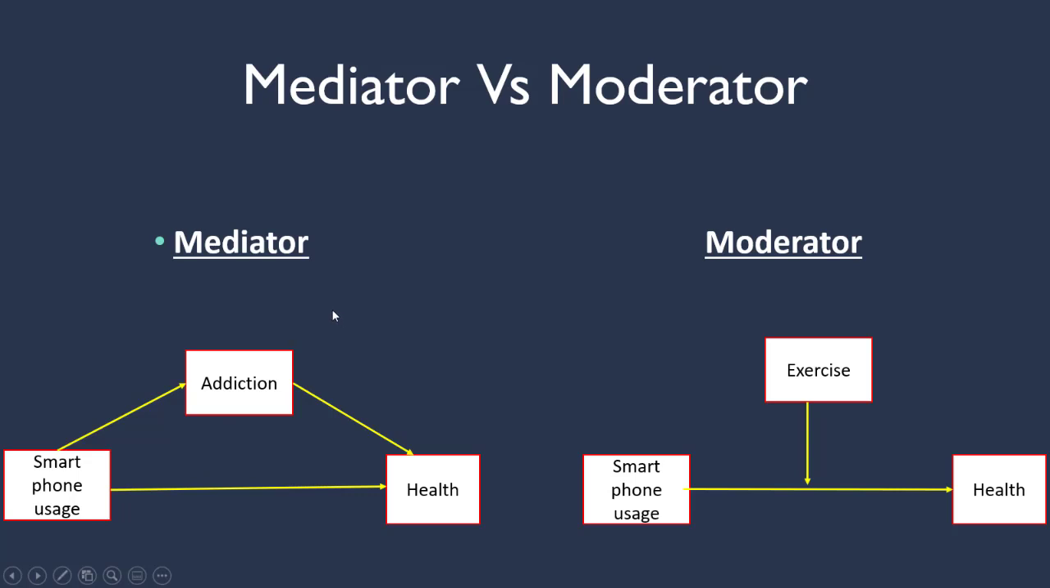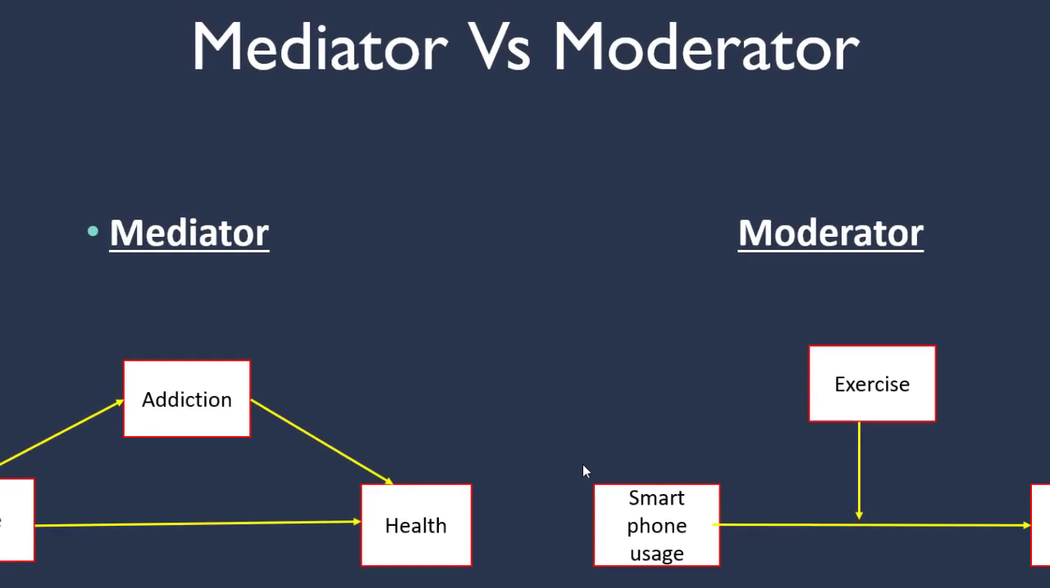You must also have heard the concept of full mediation and partial mediation. In full mediation, if we remove this mediator and the impact of IV on DV becomes zero, then we can say that there is a full mediation. But if after removing the role of the mediator or mediating variable, there is still an impact of IV on DV, then in that case we can say there is partial mediation.